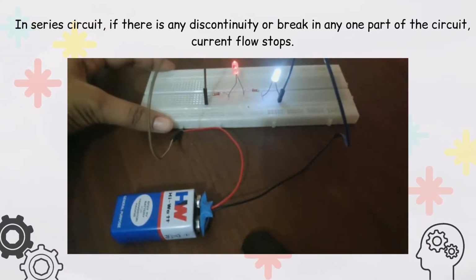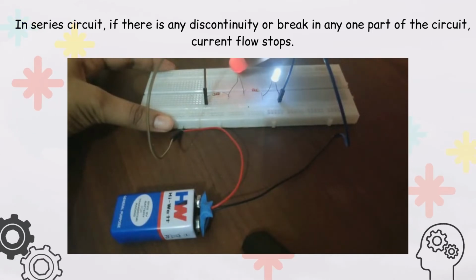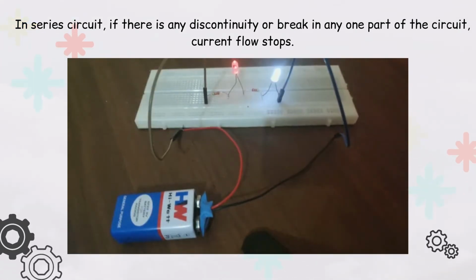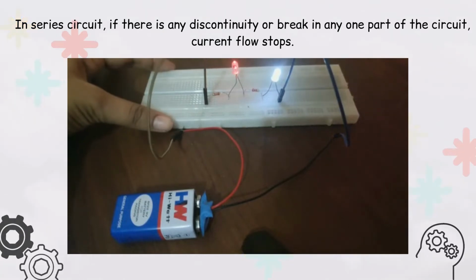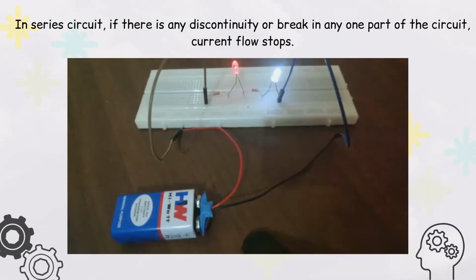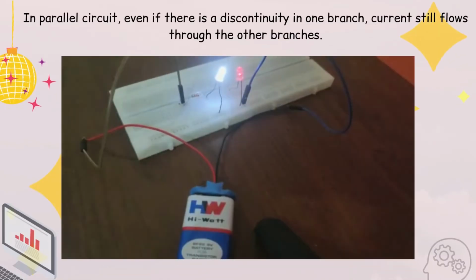What do we observe from this? In a series circuit, if there is any discontinuity or break in any part of the circuit, current immediately stops flowing completely. That is, the entire circuit stops functioning. So this is a disadvantage, right? Now let us go to the next setup.